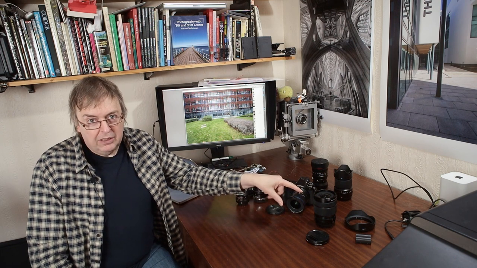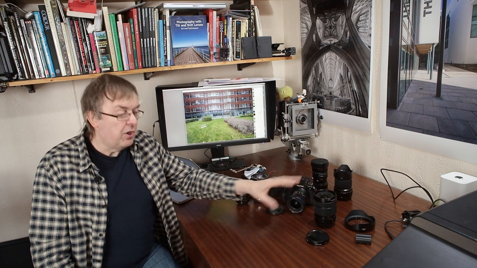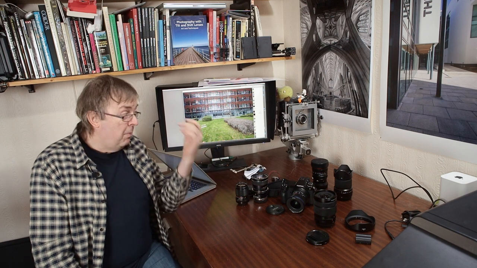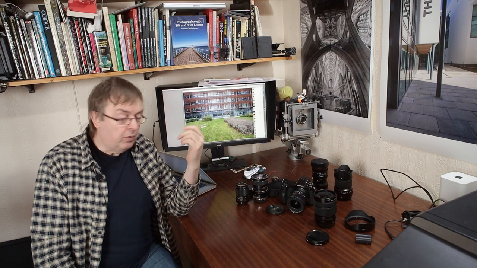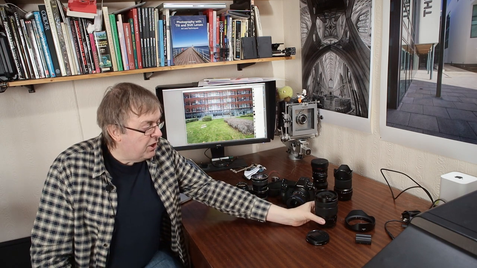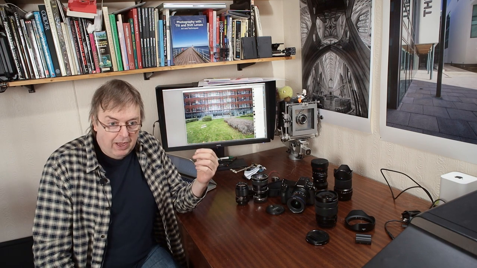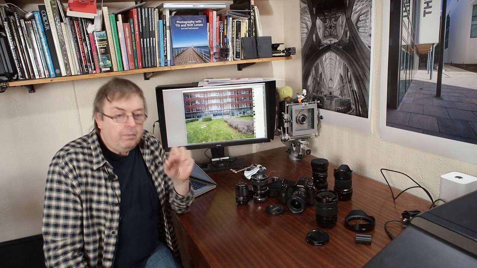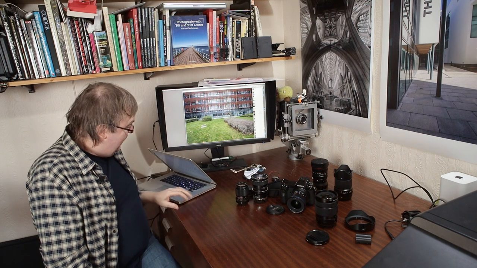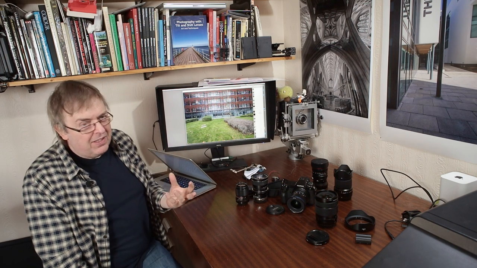Now, this is a zoom, so I haven't tested it for this instance at other focal lengths, but the distortions will be different at different focal lengths. This one is a really good lens because we're using the corrections in here and in the image processing software. So what do we get inside these lenses? Are they that different?